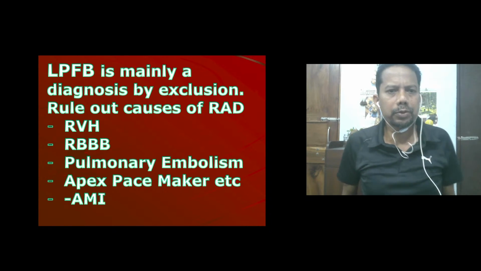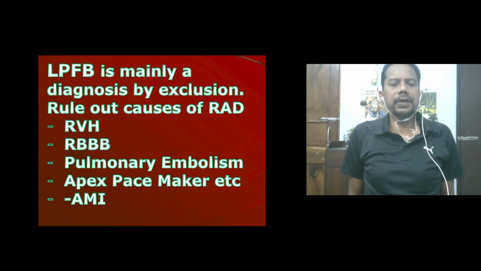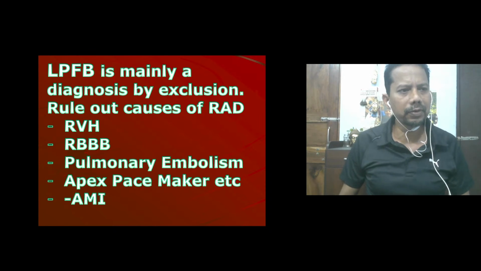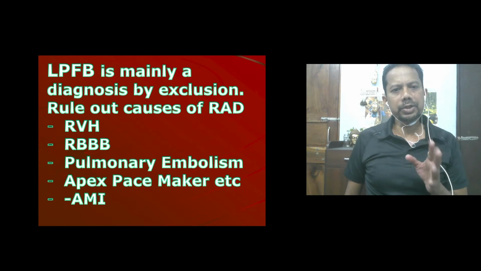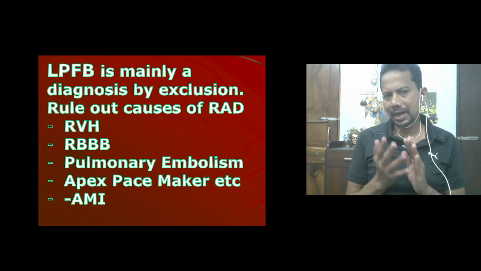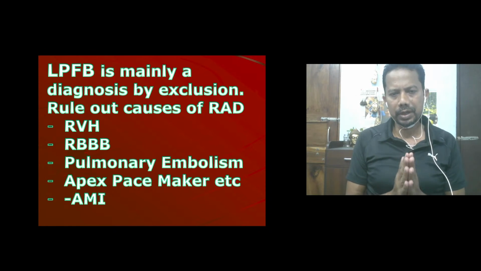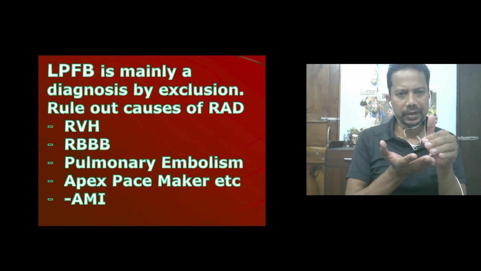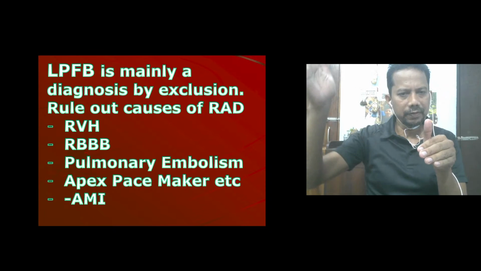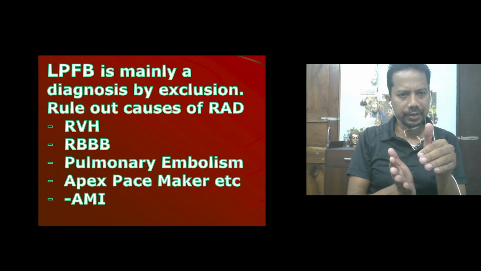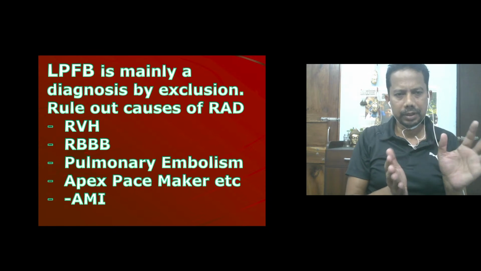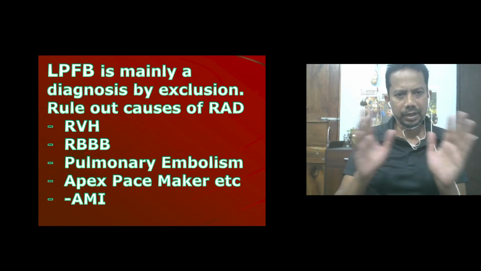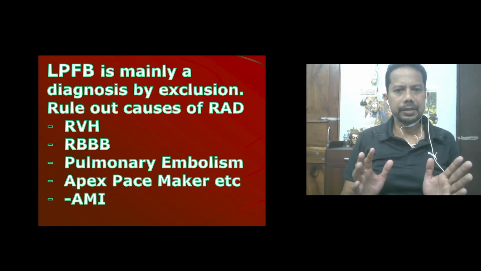So now we come to left posterior fascicular block. This is the last for today's. So left posterior fascicular block is basically a diagnosis by exclusion. Because in left posterior fascicular block you block the left posterior fascicle, then the left anterior fascicle will stimulate the left ventricle, that inferomedial area. But it's not going from one chamber to the other. So QRS is not broad, but there is a right axis deviation.